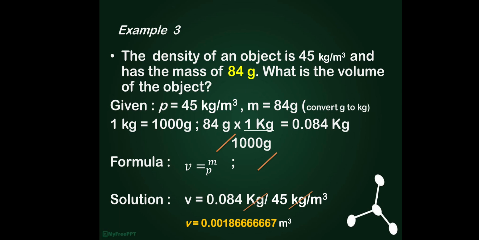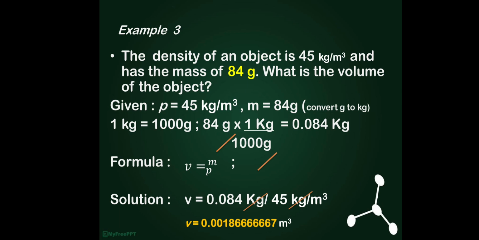So given here, what we'll be looking for is the volume. Anong hinahanap? Volume. For the given, we have 45 kilogram per cubic meter, and for the mass, we have 84 gram. Since mass is in gram, we have to convert it to kilogram. Okay? So how to convert? 1 kilogram is equal to 1,000 gram. So just multiply 84 gram times 1 kilogram divided by 1,000 gram.